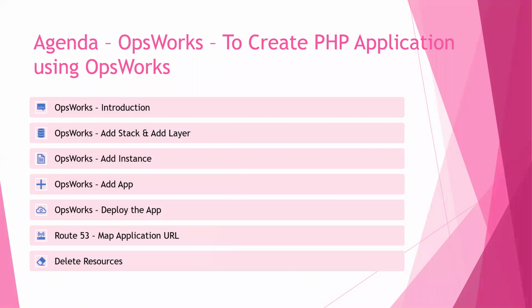So the agenda for this demo is we will first introduce OpsWorks. Then we will add a stack and layers and add an instance. After that we will add an application in the OpsWorks, and after adding the application, we deploy the application. And we will map the application with Route 53 and then we will test it out. This is the agenda for today's discussion, and at the last we will go and delete all those resources.